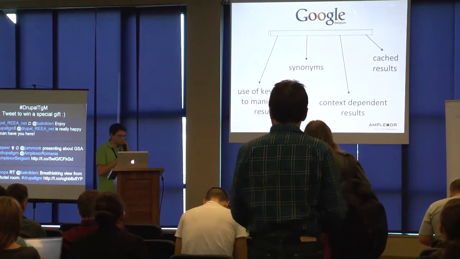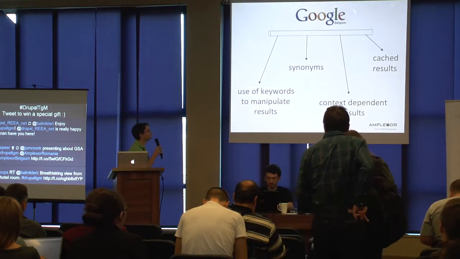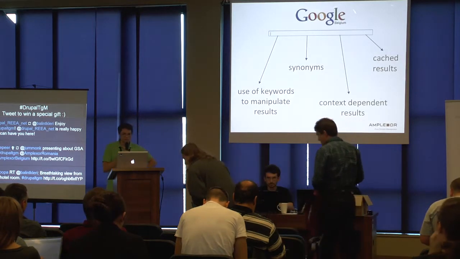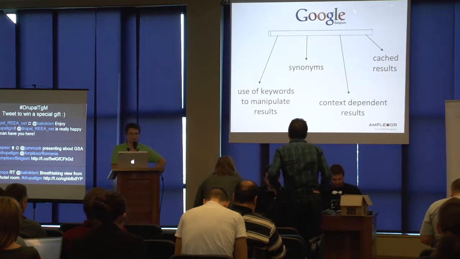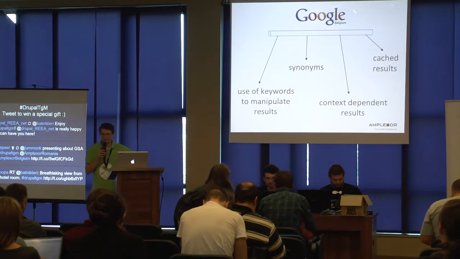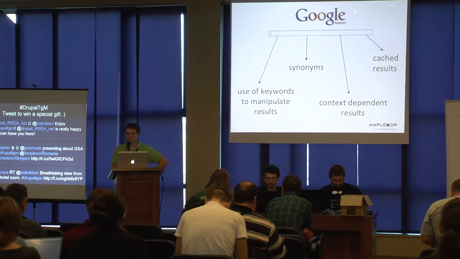What's typically Google Search about the appliance? Use of keywords to manipulate results. How Google handles synonyms out of the box or configured. How you can make your results of searches context dependent. For instance, the user who is making the search can be the context. And caching results.